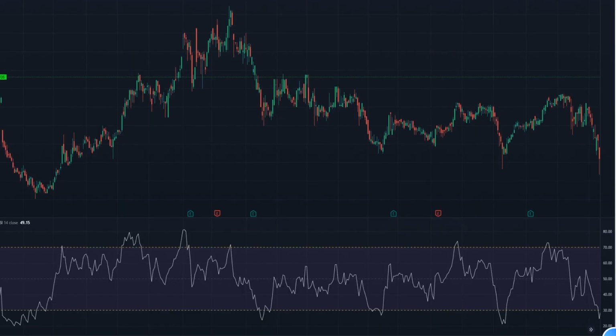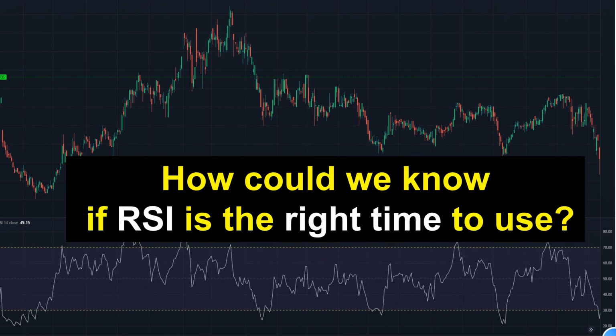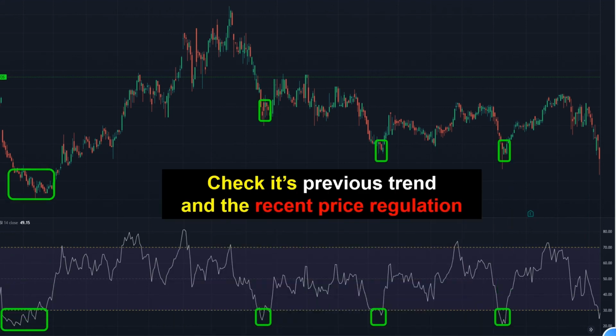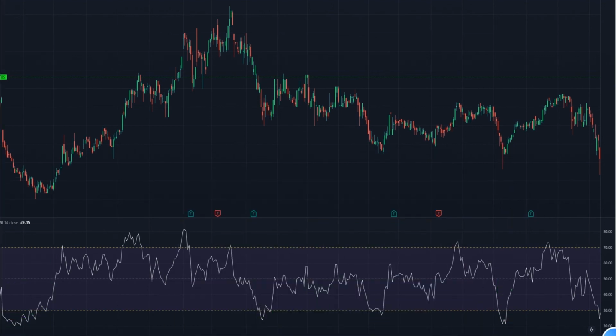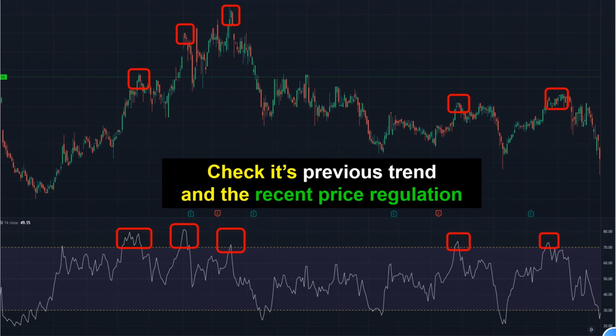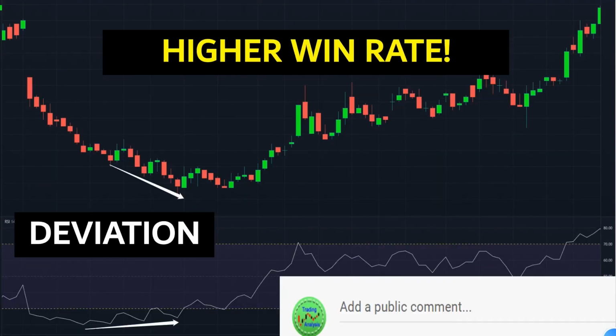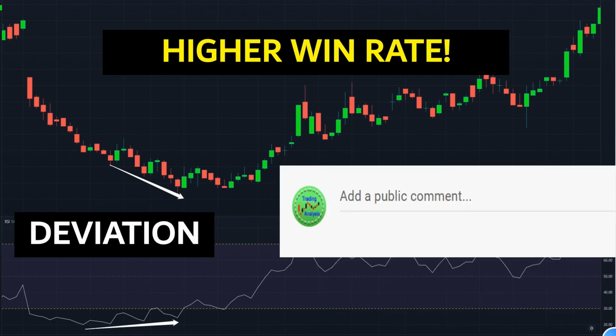The last question: how do we know if it is the right time to use RSI? Check its previous trend and the previous price regulation. If the price fluctuates widely and the success rate of RSI is considerably high, then you could feel free to trade. Of course, the win rate will be higher if combined with the divergence conditions. And if you are interested in this point, leave me a message. I will consider making another video for it.